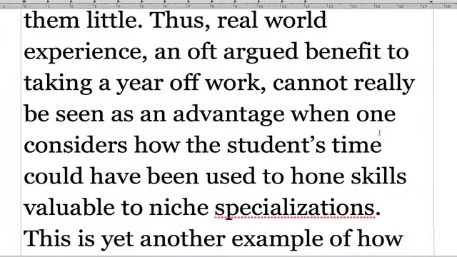Thus, real-world experience, an oft-argued benefit to taking a year off work, cannot really be seen as an advantage when one considers how the student's time could have been used to hone skills valuable to niche specializations. And my computer is requesting the British spelling for that.